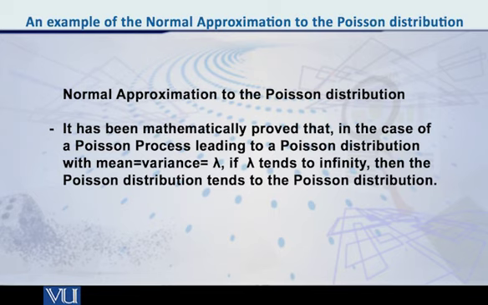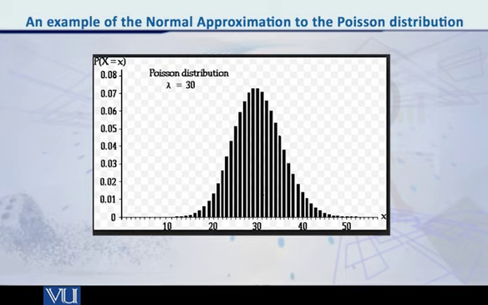if the parameter is lambda, yani that particular Poisson distribution, whose mean and variance are both equal to lambda, if lambda tends to infinity, then the Poisson distribution tends to the normal distribution. And you can see this on the graph that you now have in front of you on the screen. My dear students, this is not the normal distribution. It is the graph of the Poisson distribution having lambda equal to 30.